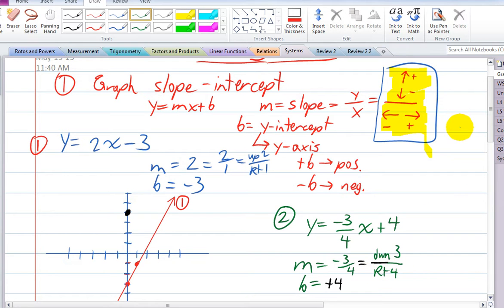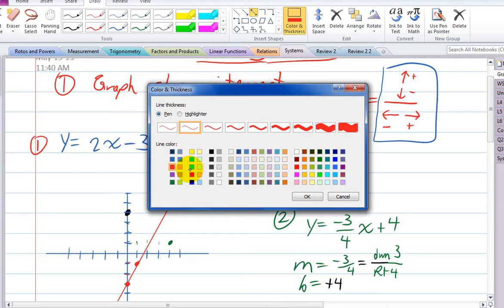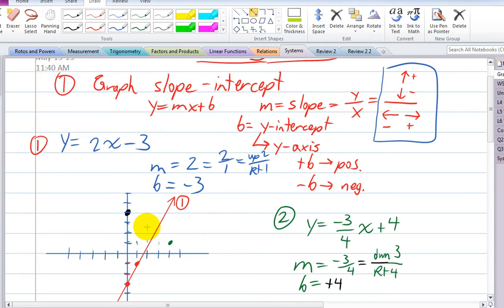So now you can count. Down 3, 1, 2, 3, right 1, 2, 3, 4. So we have a pretty accurate way of showing where our line is. Make a long line, use arrowheads.